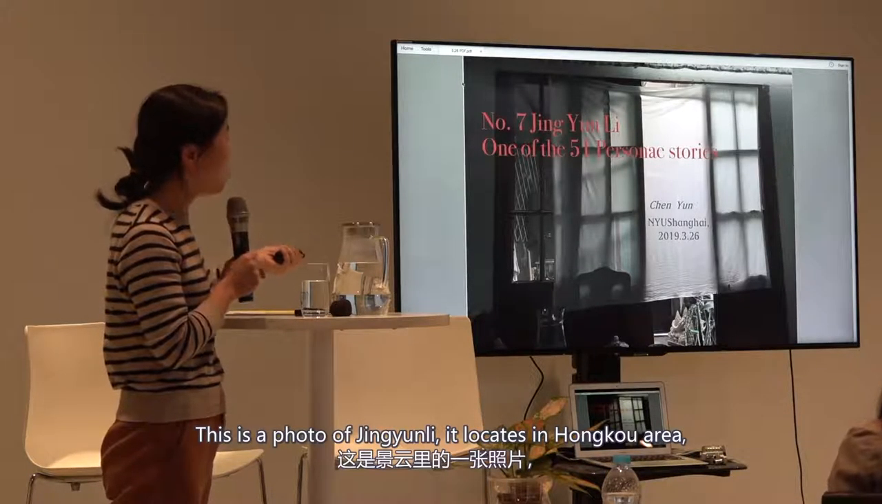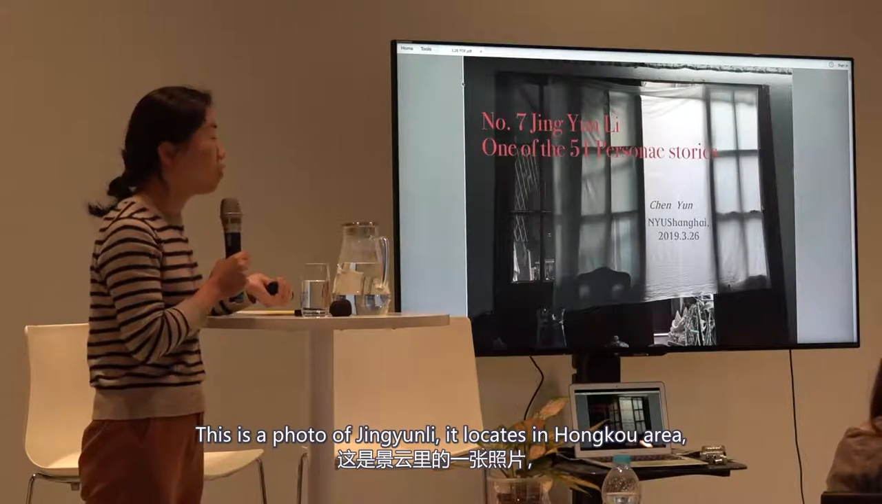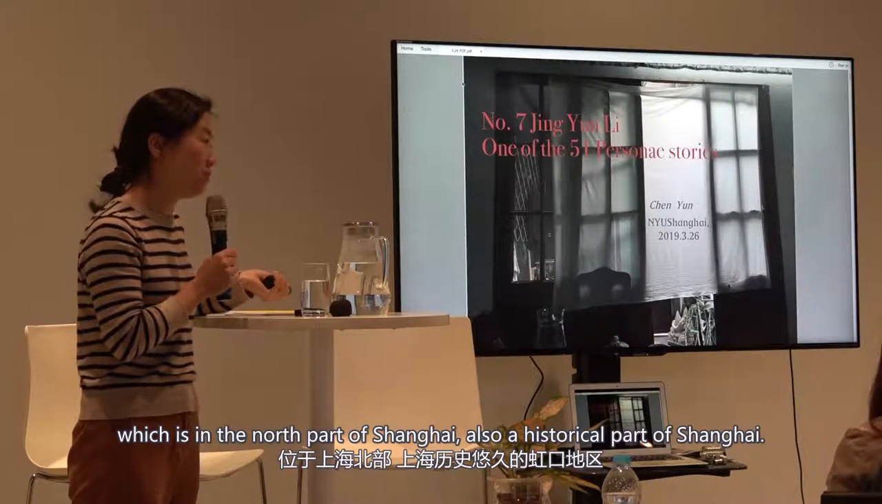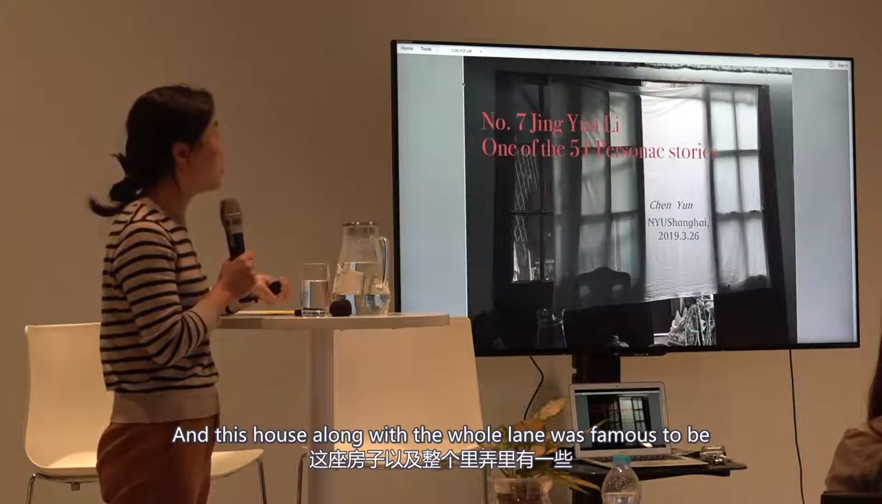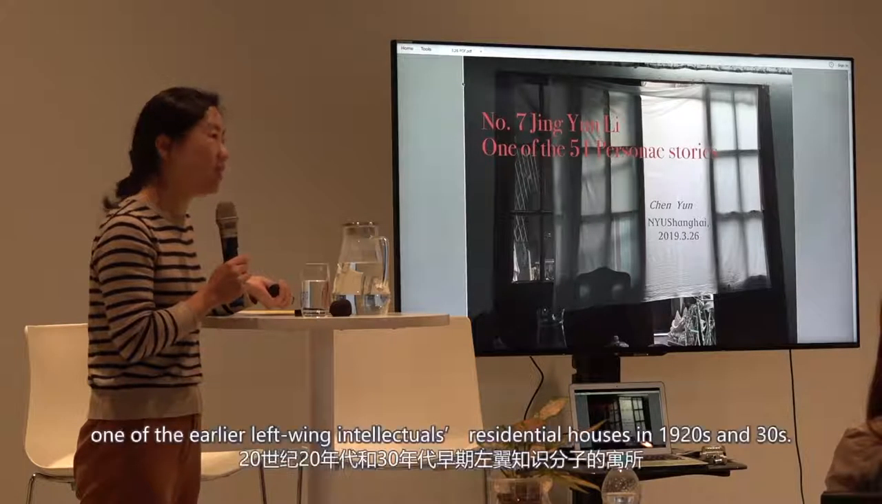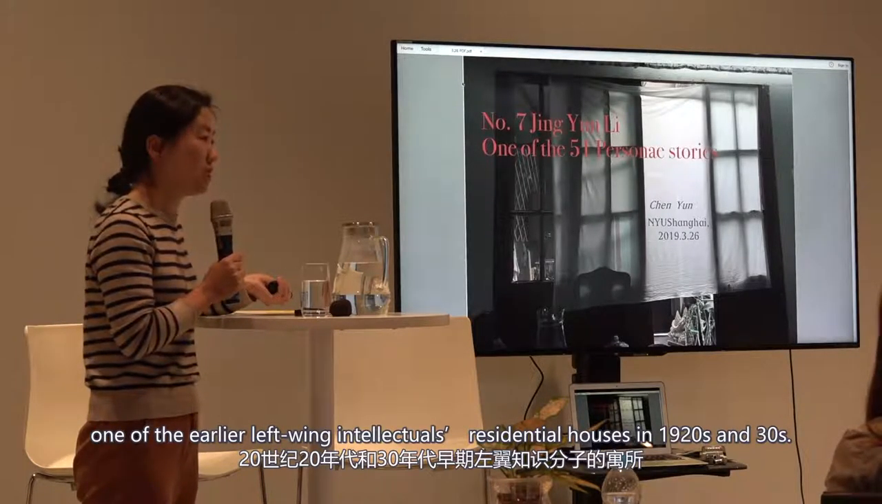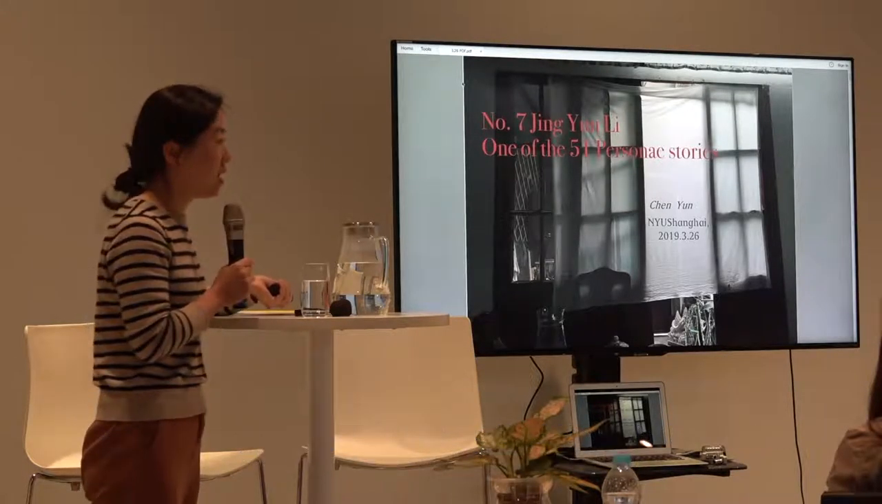So this is a photo of Jing Yunli. It is located in Hongkou area, in the north part of Shanghai, a historical part of Shanghai. This house, along with the whole lane, was famous as one of the earlier residential areas of left-wing intellectuals in the 1920s and 30s.